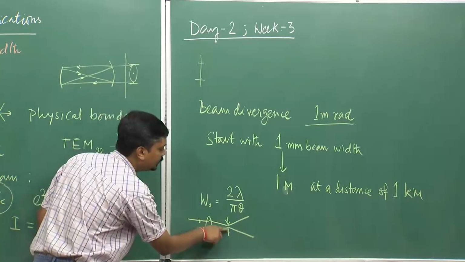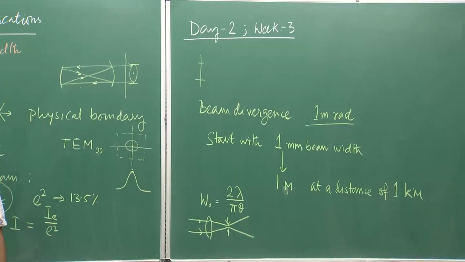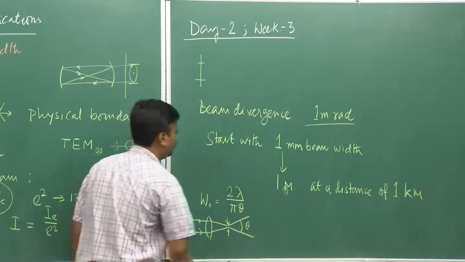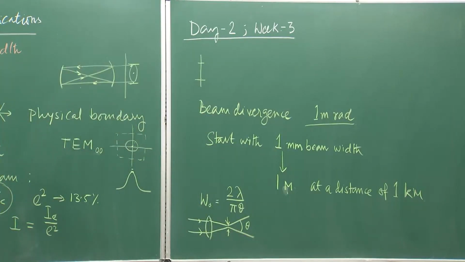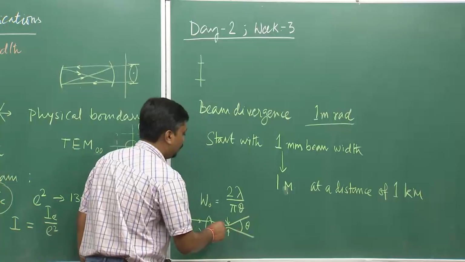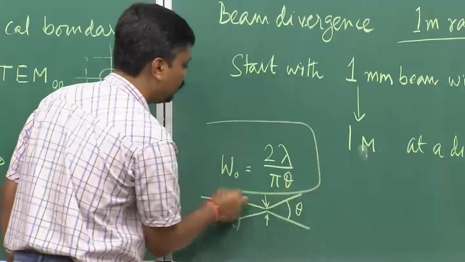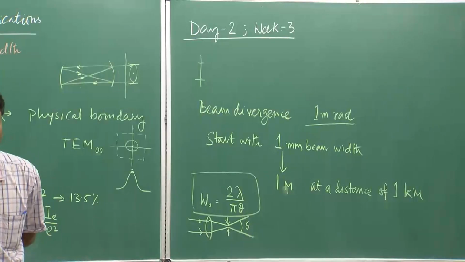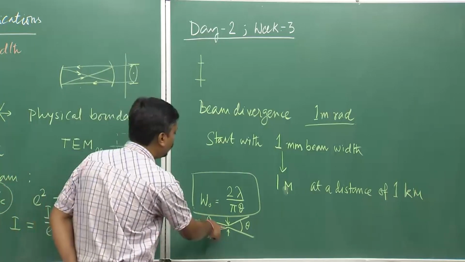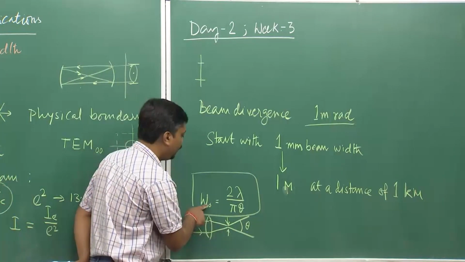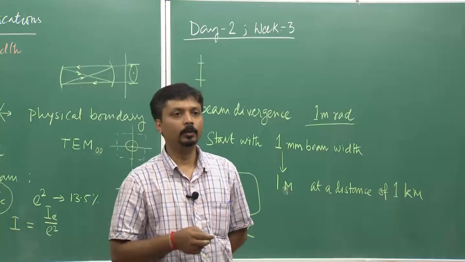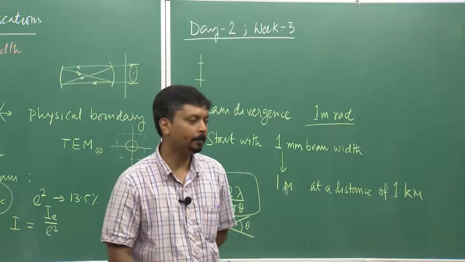And this is my beam waist, and this is my angle of convergence, theta, which is related by this expression. So you can get a particular spot diameter. This is the beam waist. Now we can go to a very small value of W0, the beam waist, which is very difficult to do with conventional light.